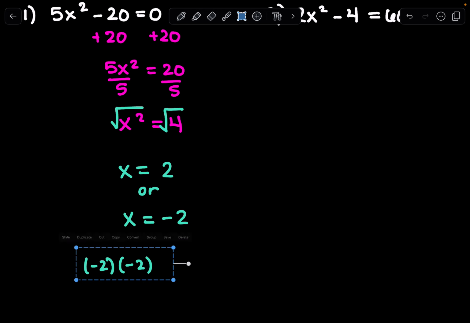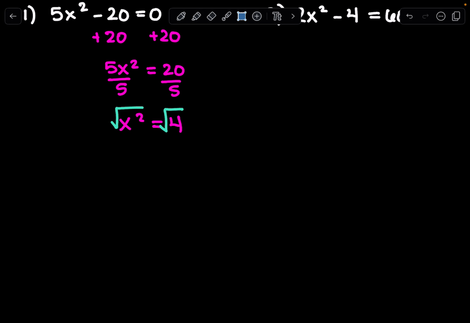Most of the time, what we're going to do is we're just going to write this instead of as 2 or -2. You're just going to write x equals, and then use something called a plus or minus symbol. So this is plus or minus 2. So positive or -2 are my answers.